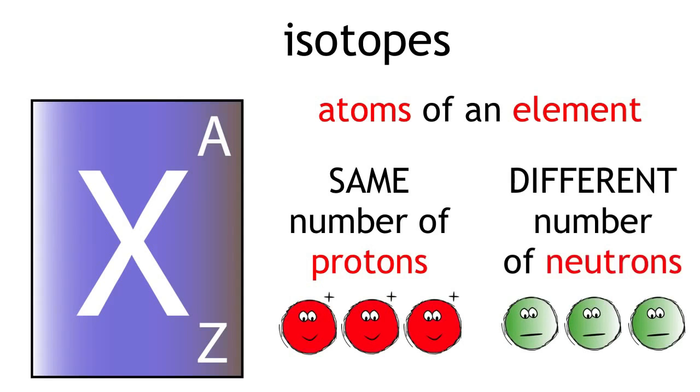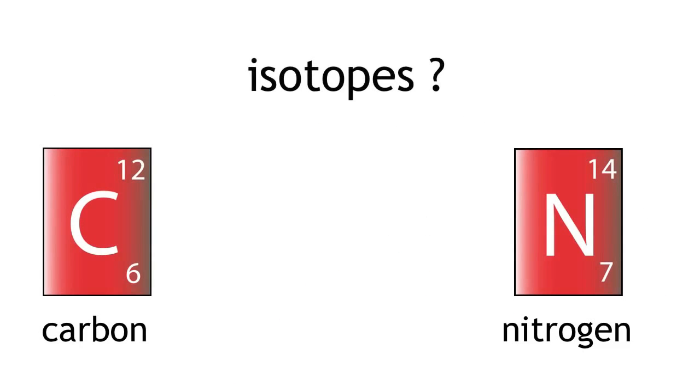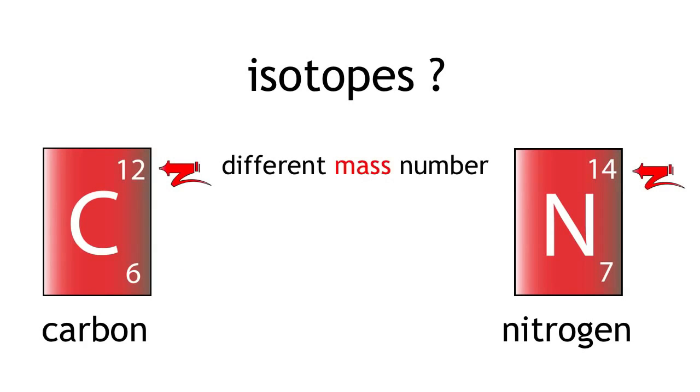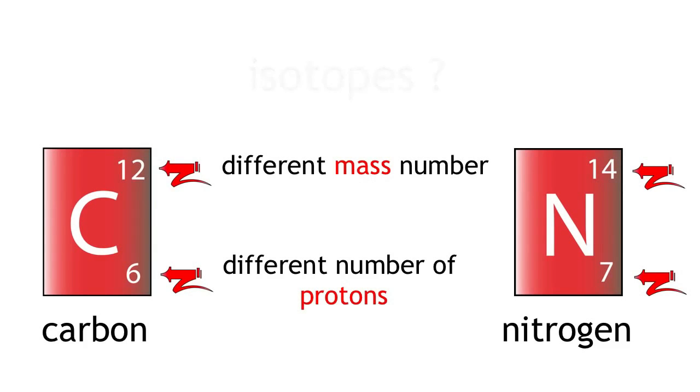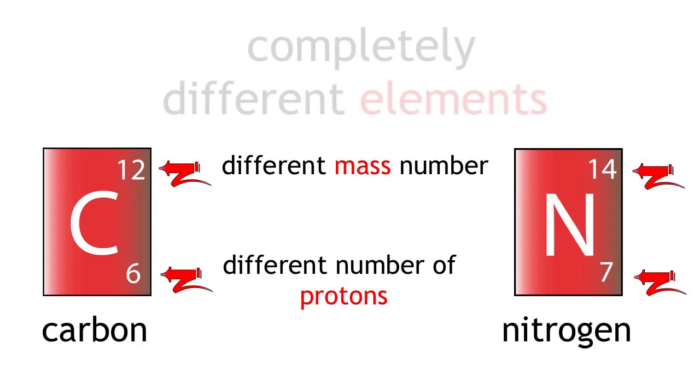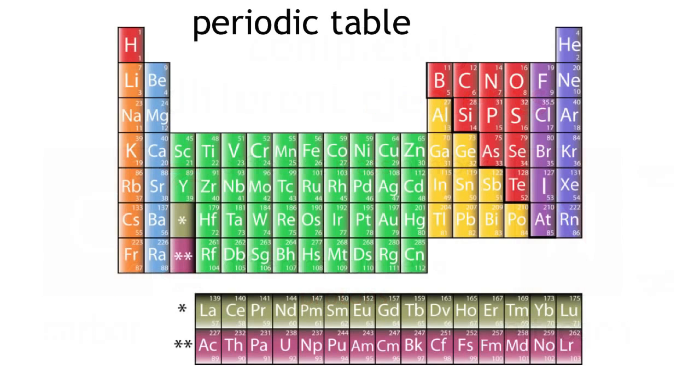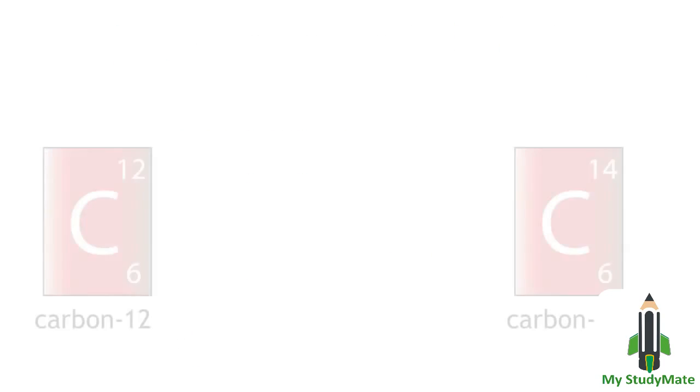If we look at carbon and nitrogen, are they isotopes? They have different mass numbers. They also have a different number of protons. Therefore, they are not isotopes. They are completely different elements. Different isotopes of elements do not have separate positions on the periodic table. They occupy the same spot because they have the same number of protons.